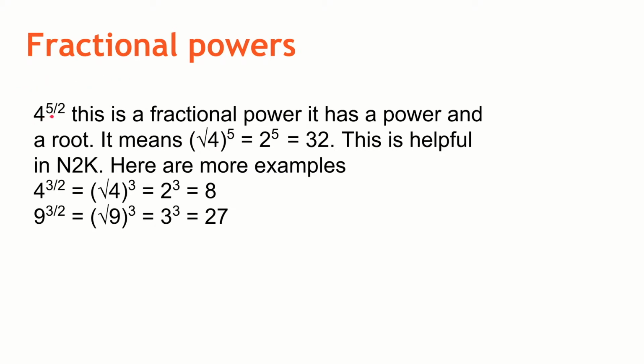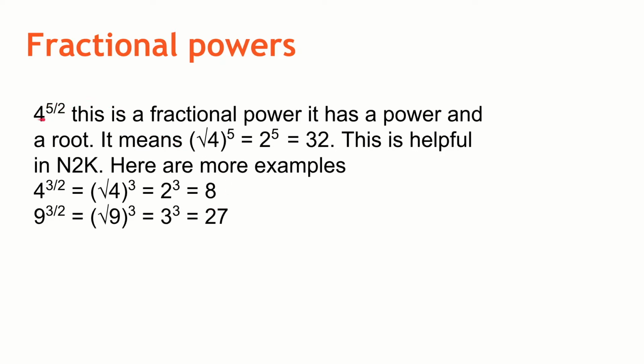Okay, fractional powers. 4 to the 5/2. This is a fractional power. It has a power and a root. It means the square root of 4 to the 5th power, which means 2 to the 5th power, which means 32. This is really helpful in National Number Knockout. Here are some more examples. 4 to the 3/2 equals the square root of 4 to the 3rd power, which is 2 to the 3rd power, which is 8. 9 to the 3/2 is the square root of 9 to the 3rd power, which is 3 to the 3rd power, which is 27.